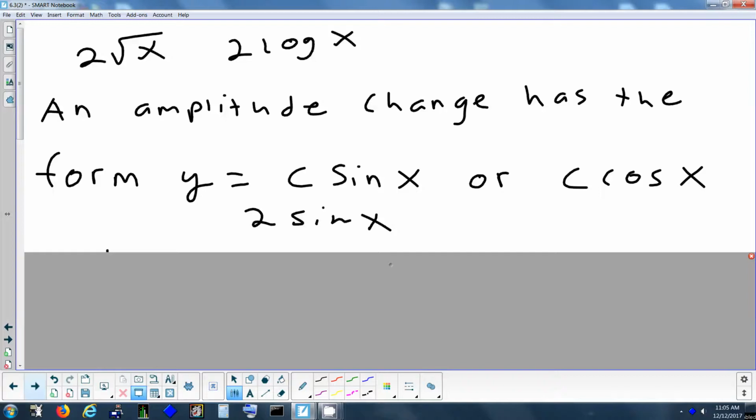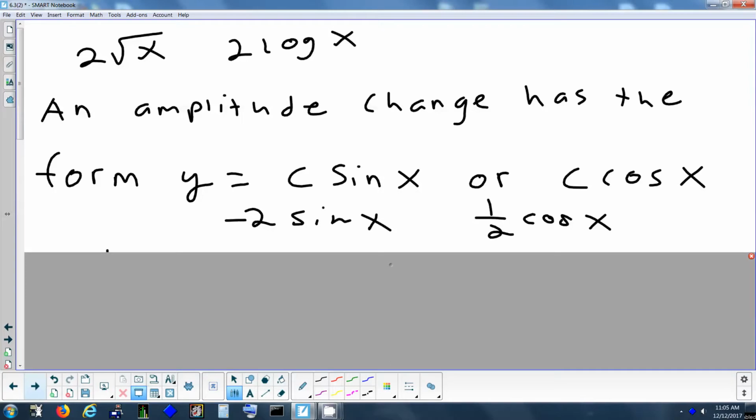And remember, vertical, what you see is what you do. A bigger number would stretch the graph bigger. A fraction, like that, would compress the graph. So vertical, it's exactly what you would expect. That's also an amplitude change.